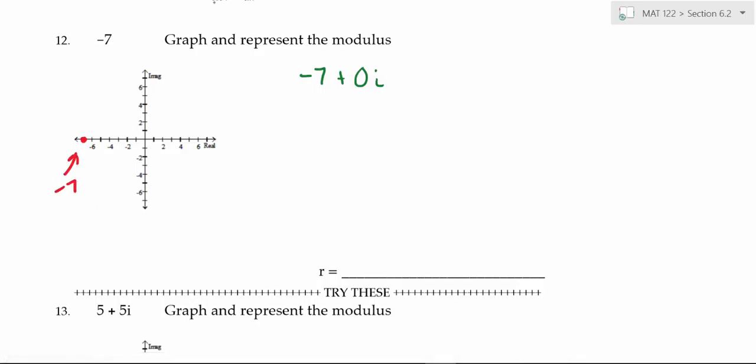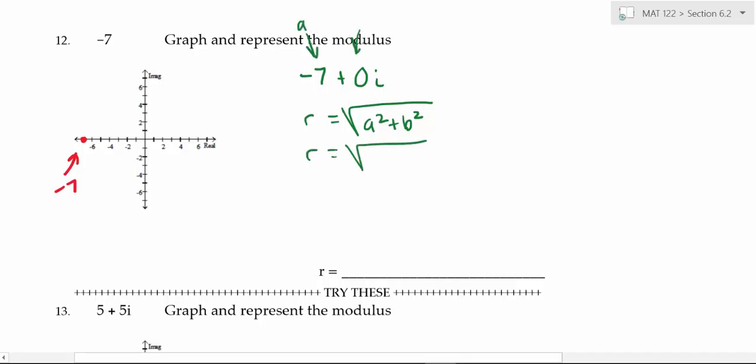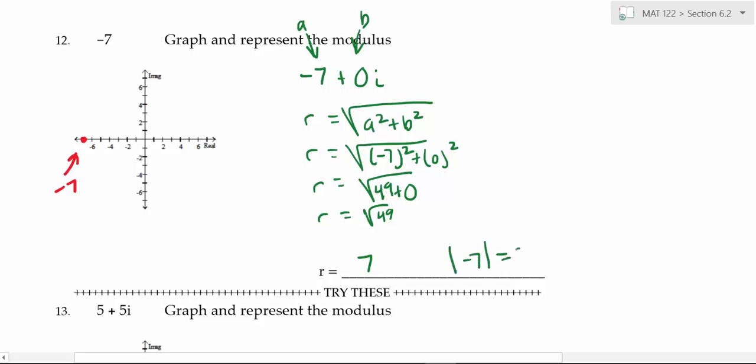Well, you could go through and work out the Pythagorean theorem. You could use this formula if you want to, and it's fine. You would get a fine answer. Of course, a is negative 7, b is 0, so you have the square root of negative 7 squared plus 0 squared. That's going to be the square root of 49 plus 0, or the square root of 49, which is equal to 7. So what we just found, and you already know this, is that the absolute value of negative 7 is 7.